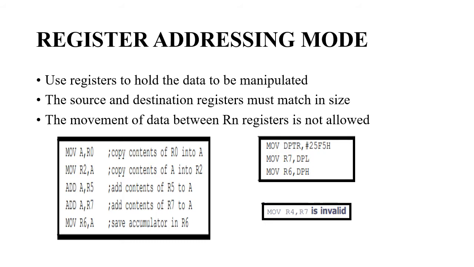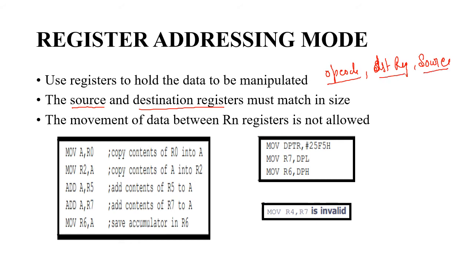In this slide, we will be discussing the register addressing mode. In case of register addressing mode, the data to be manipulated is loaded into one of the registers. One important point that we need to note is that the source register and the destination register size has to match. For example, the syntax is opcode, destination register comma source register. There is an opcode, destination register and the source.